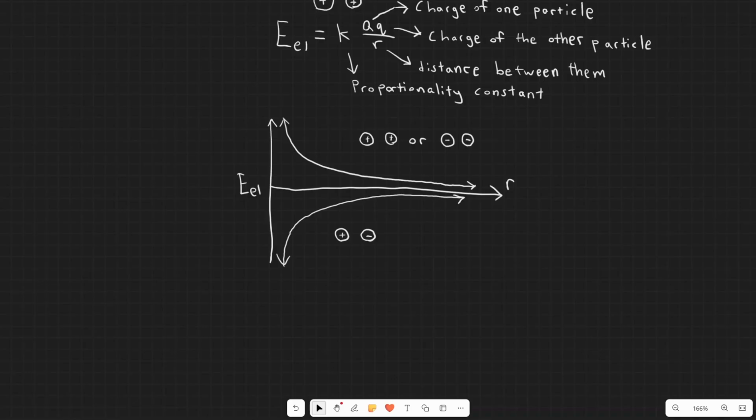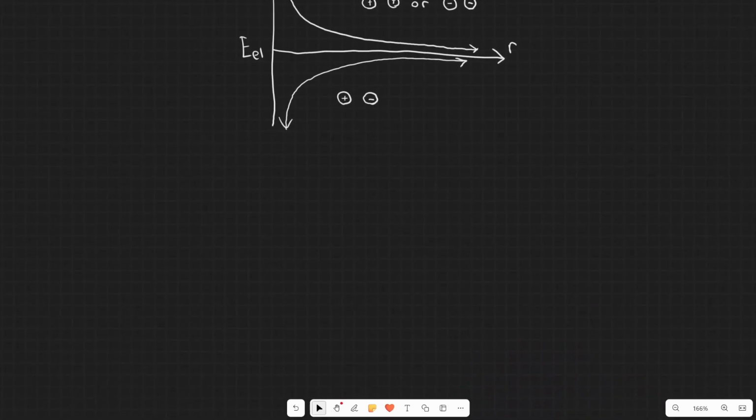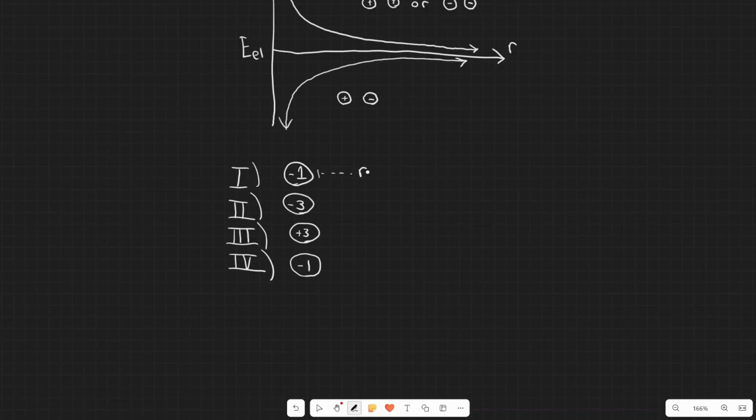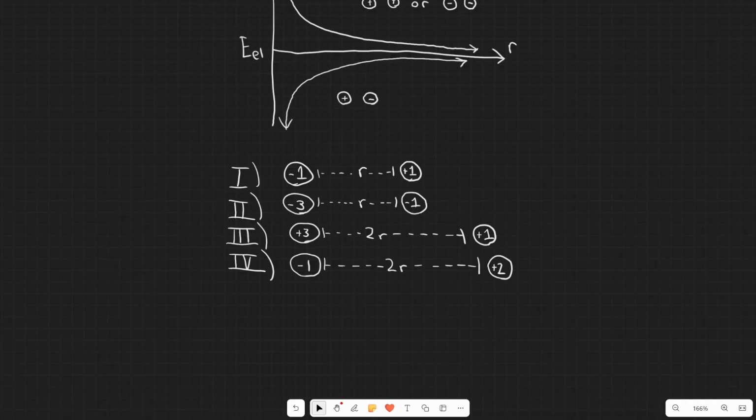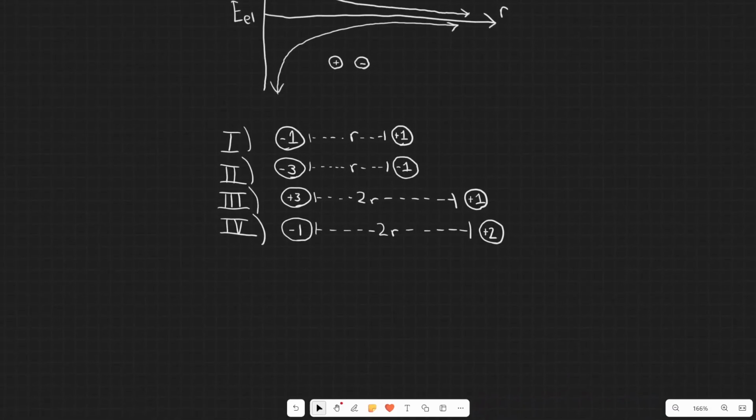But that's enough from me. Let's say I had four pairs of particles, each in a separate region of space. Using Coulomb's law, rank the pairs in order of lowest to highest electrostatic potential energy. Feel free to pause the video and give it a shot.